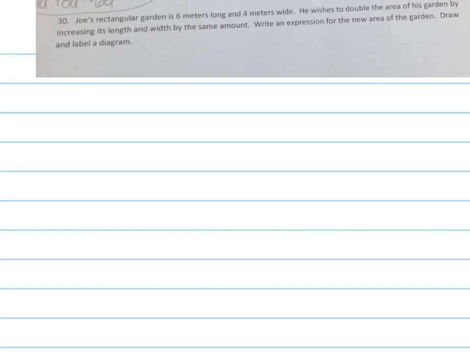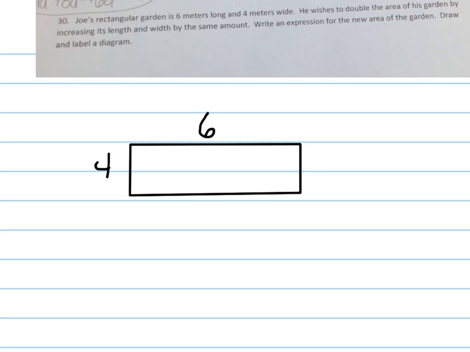This problem says Joe's rectangular garden is 6 meters long and 4 meters wide. So let's go ahead and make the rectangular garden 6 meters long and 4 meters wide. So there's a rectangle, and it's 6 by 4. I know this isn't really drawn to scale. He wishes to double the area of his garden by increasing its length and width by the same amount.